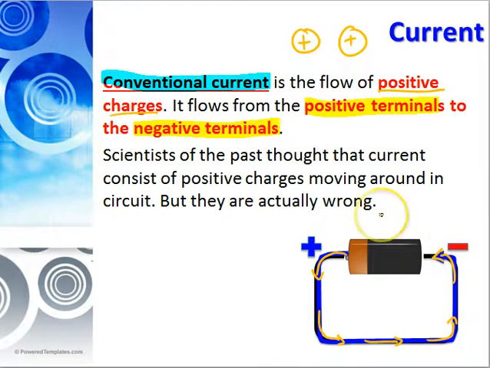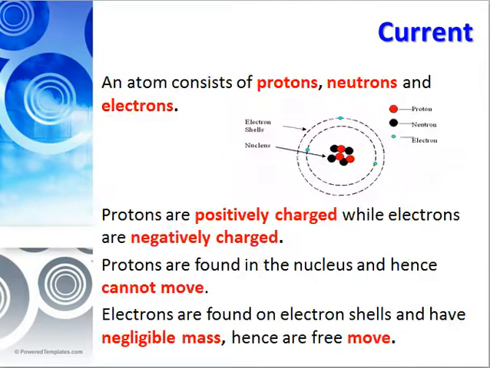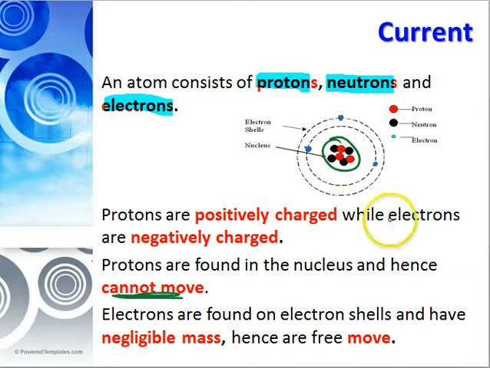Now, scientists thought that current consists of positive charges, but this is actually a wrong concept. Why is it wrong? Because if you remember your Sec 1 topic, we talked about atoms. They consist of protons, neutrons, and electrons. Your nucleus consists of your protons and neutrons, and they are stuck in the center. The protons and neutrons cannot move. The electrons are the ones that can move. They are the ones moving all around, and they are negatively charged.